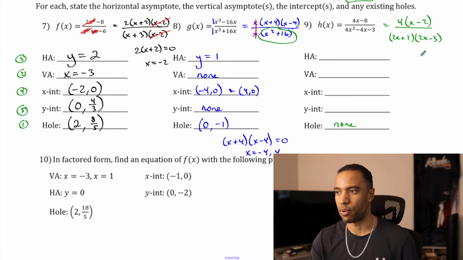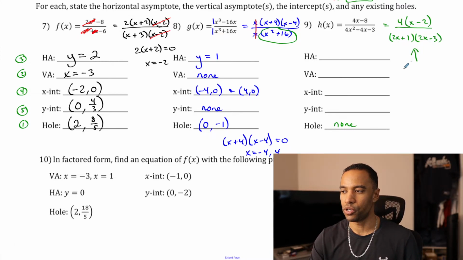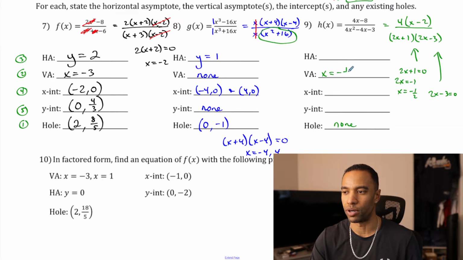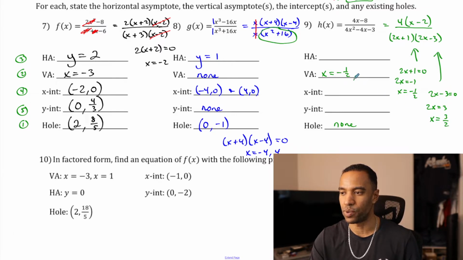Vertical asymptotes, however, we set these equal to 0. When does 2x plus 1 equal 0? And when does 2x minus 3 equal 0? Right? That's the idea. Subtract 1 from both sides. Divide both sides by 2. X is negative 1/2. That is one of your vertical asymptotes. Add 3 to both sides here and divide both sides by 2. You get x equals 3/2.